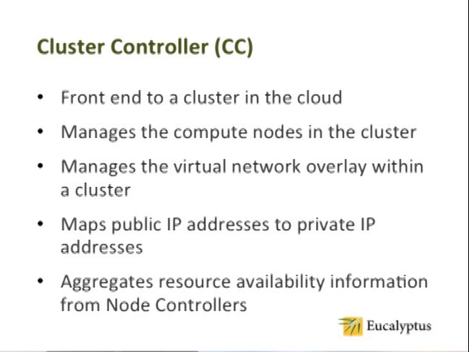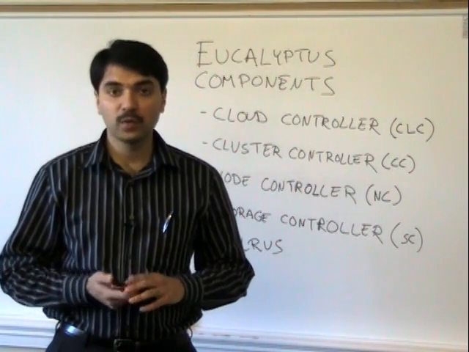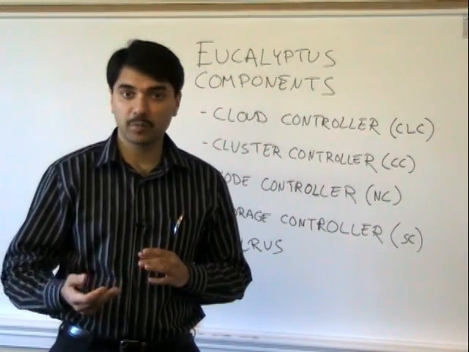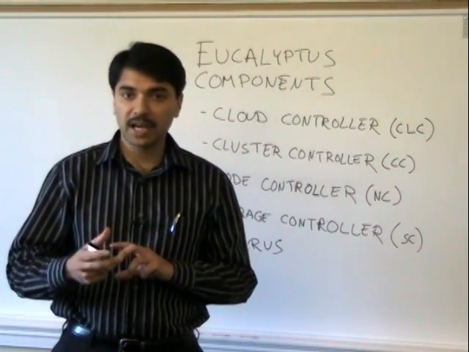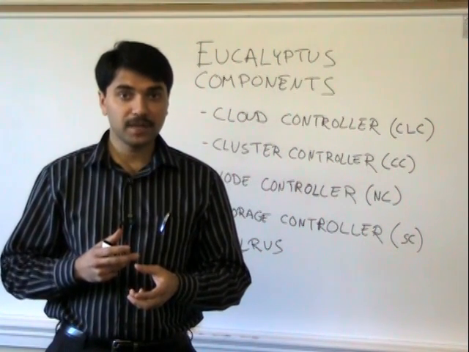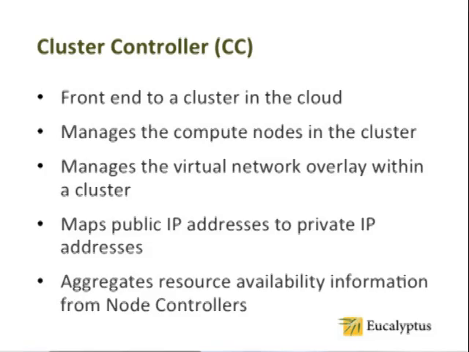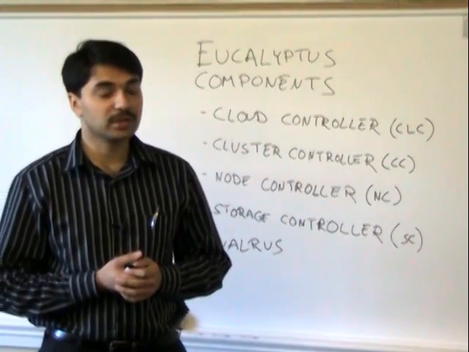And the cluster controller is the front end for every cluster. It's responsible for managing the nodes within a cluster. It's also responsible for managing the virtual network overlay within a cluster. So the CC, or the cluster controller, initiates a virtual network overlay, of which the node controllers are the endpoint. The cluster controller is also responsible for mapping the public IP addresses to the private IP addresses, and is also responsible for aggregating the information about resource availability from different node controllers and sending it all the way up to the cloud controller.